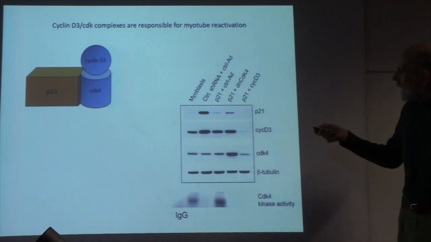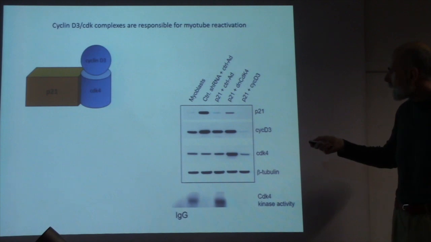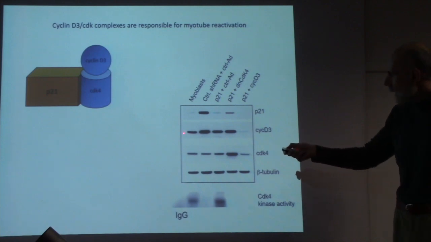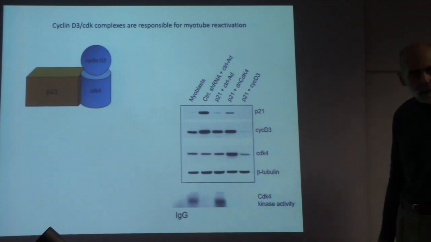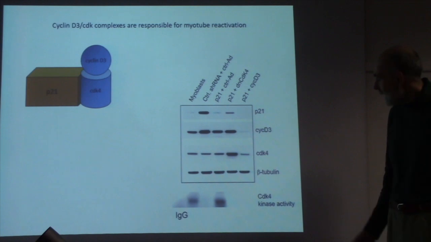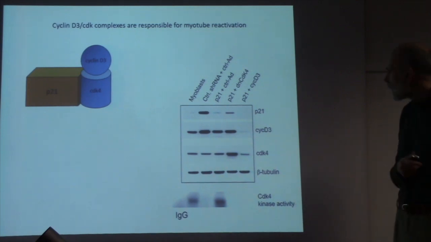Good. Now here they suppress P21, and again they mock interfere, control adenovirus. They mock interfere with cyclin D3. So the amounts of cyclin D3 basically don't vary, but P21 goes down strongly. It's the previous experiment. And indeed you get activity, and we'll see what the myotubes do in response to this activity.